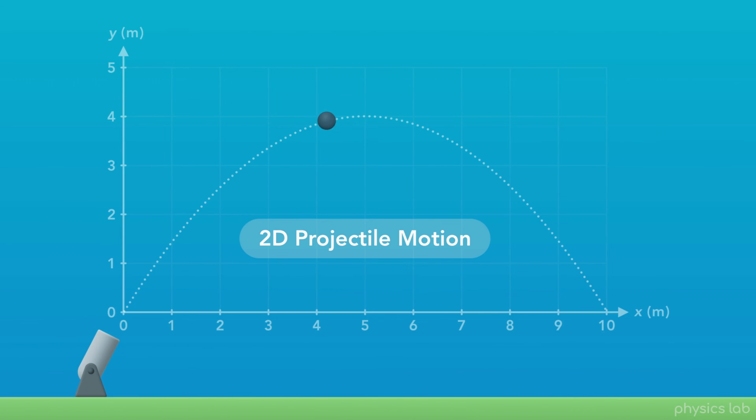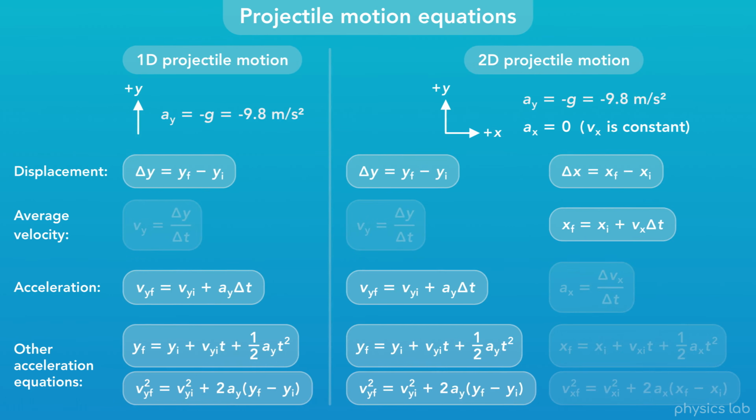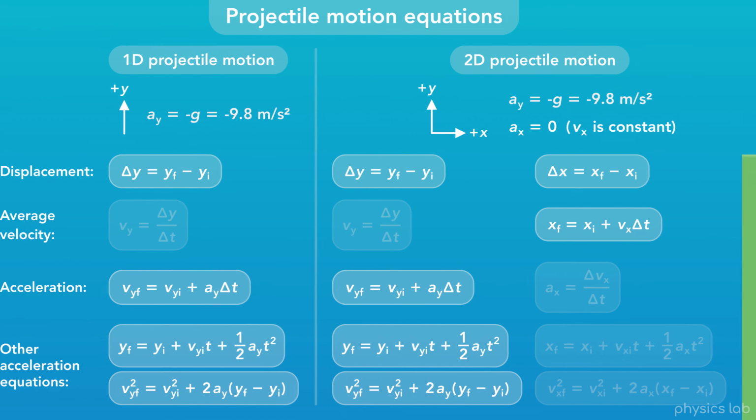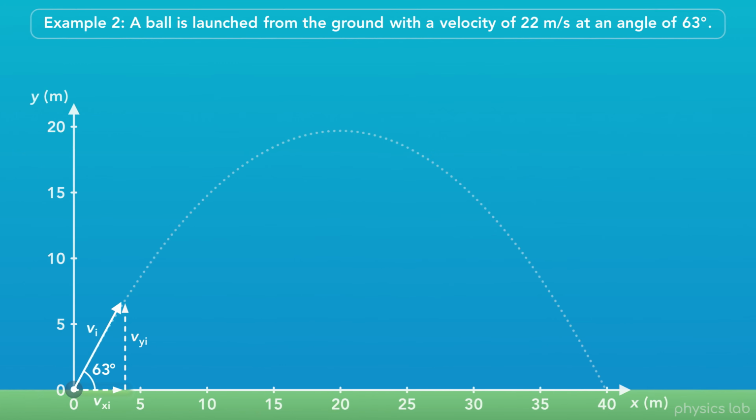Hey everyone! In this video, we're going to learn about two-dimensional projectile motion. We'll start with an overview of 2D projectile motion and look at the equations that we're going to use. We'll spend some time exploring two different examples: an object launched horizontally from an initial height and an object launched from the ground at an angle.